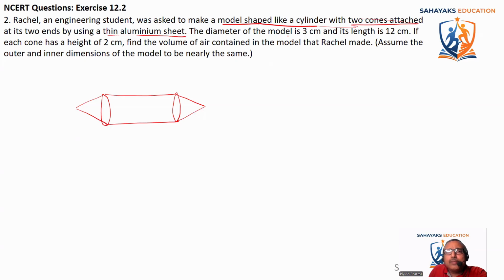The diameter of the model is 3 centimeters. So this is 1.5 centimeter, I just say 1.5 centimeter is the radius. So radius is equal to 1.5 centimeter, and its length is 12 centimeter. The diameter of the model is 3 centimeter and its length is 12 centimeter. The length of the entire thing is 12 centimeter. If the length is 12 centimeter, we need to find out.